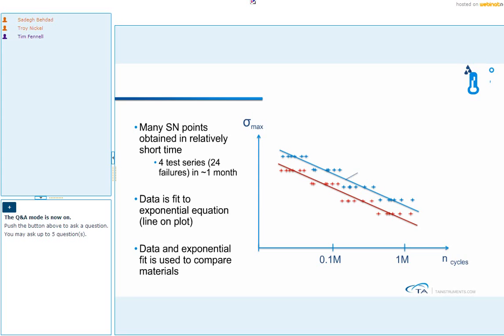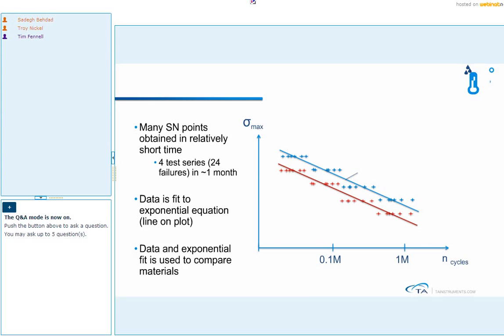And then you would average those points to create a mean value and then fit that line that you see there. So there will be 2 lines, 1 line per compound. And this way, because you're testing 6 samples at a time, by doing 4 test series, you're actually getting 24 failures in 1 month. So that saves you a lot of time. Because remember, these fatigue tests are usually really long because you don't design a part that is going to break soon, right?